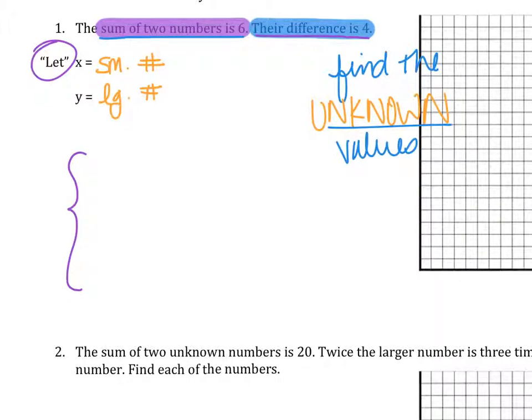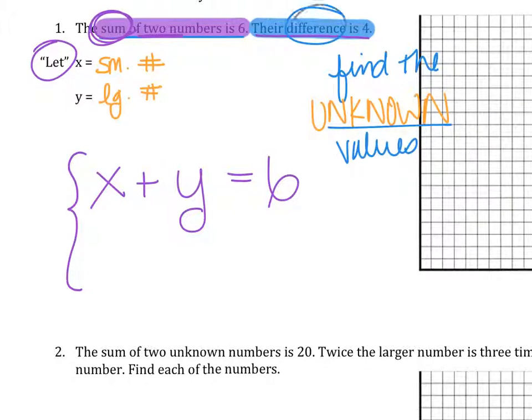From here, now that we wrote the let statement and highlighted our information, we need to write our system. And so we're going to write one equation for the purple and one for the blue. It says the sum, which we know is adding, of our two unknowns is 6. So it should equal 6. Then in the blue it says their difference is 4. So we know when we take the difference it's going to be 4.